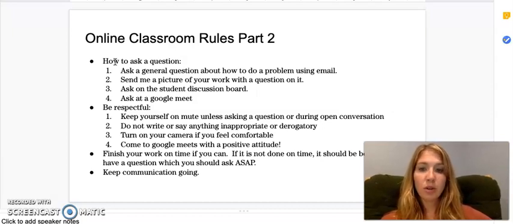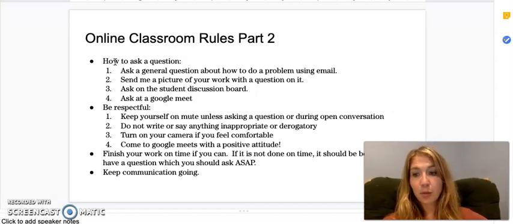Keep yourself on mute unless you have a question or during a conversation. Don't write anything derogatory. I'm sure you won't have any problems with that. Turn on your camera if you feel comfortable.